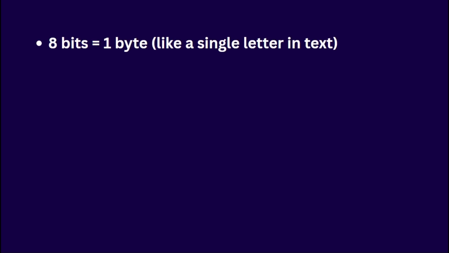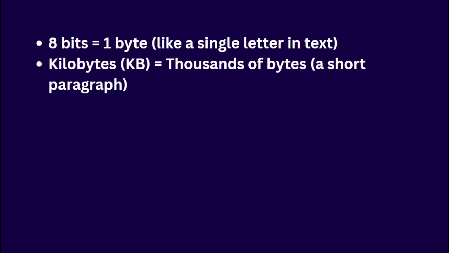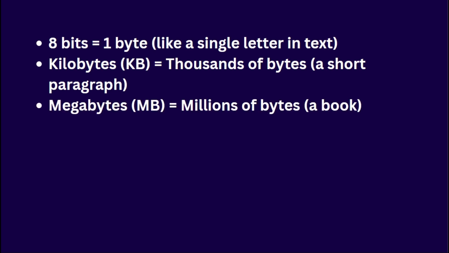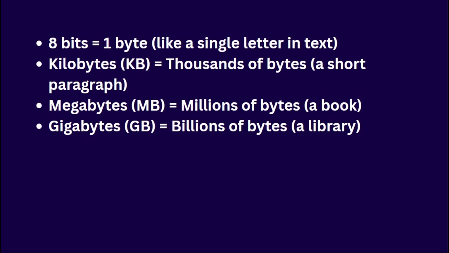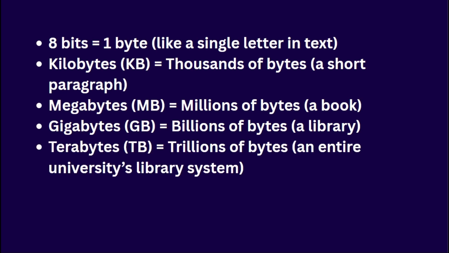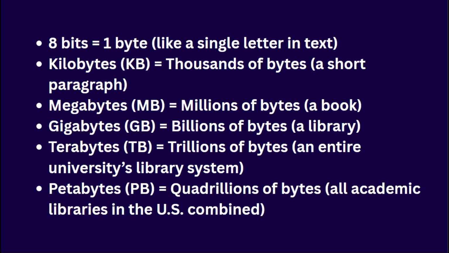Let's make bits and bytes a little easier to visualize. 8 bits equals 1 byte. That's like a single letter in a string of text. Kilobytes are thousands of bytes. Think of a short paragraph. Megabytes, millions of bytes. That's a book. Gigabytes, billions of bytes, a library. Terabytes are trillions of bytes. That's like an entire university's library system. And petabytes are quadrillions of bytes. Think of all the academic libraries in the US combined.